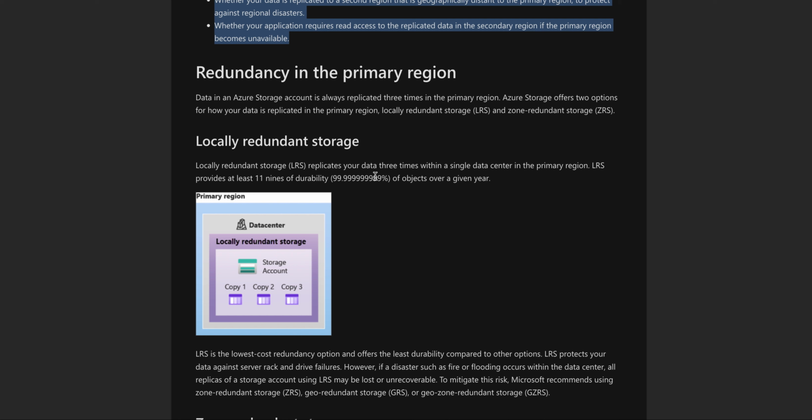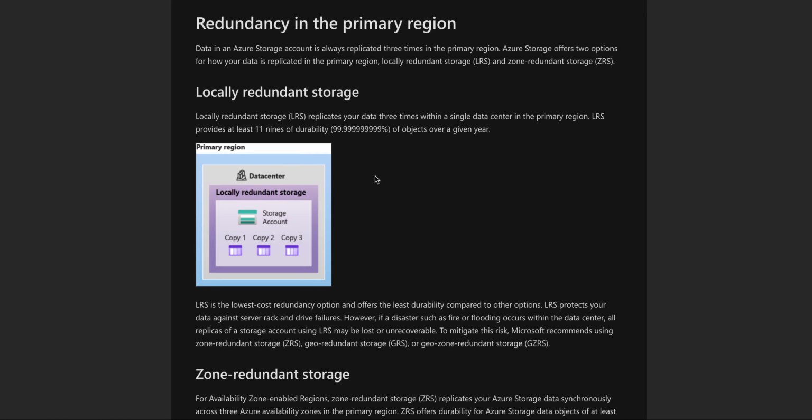And the third one is whether your application requires read access to the replicated data in the secondary region if the primary region becomes unavailable, right? So for some odd reason, if the primary region is not available, then whether your application requires read access to the secondary region, that's something you need to decide.